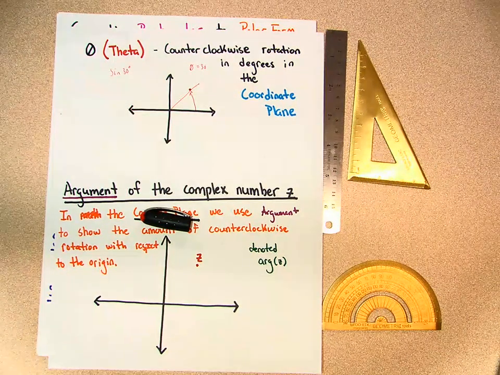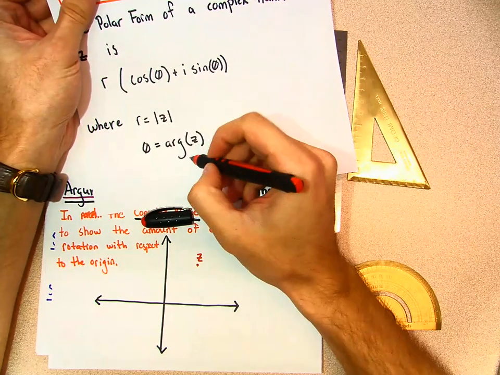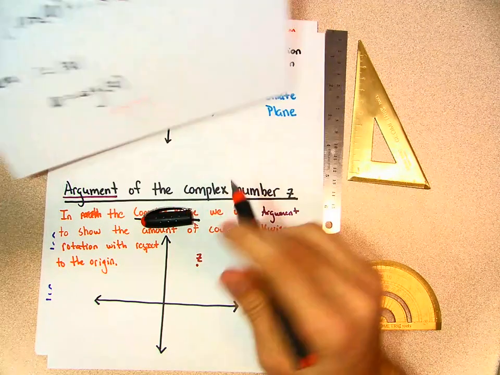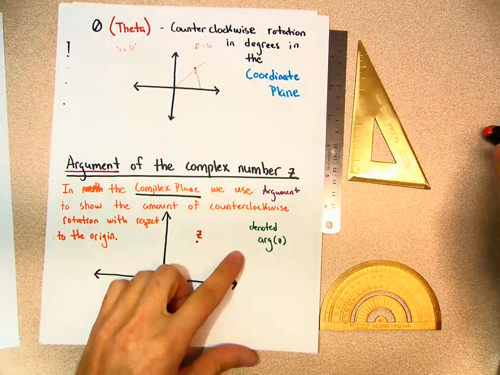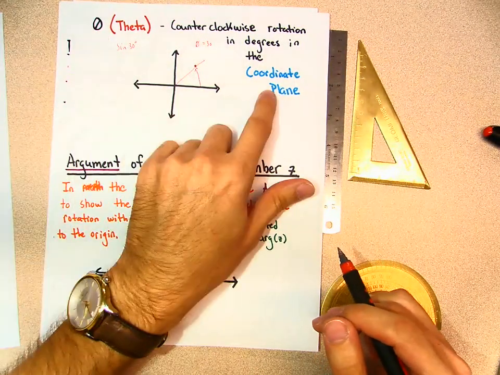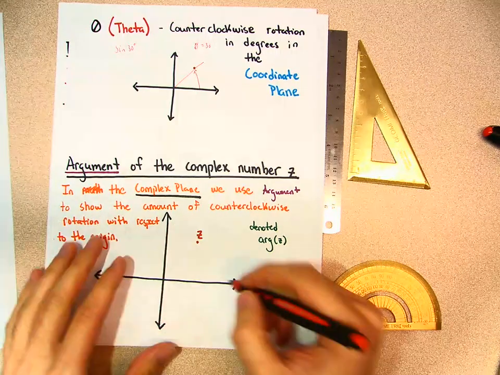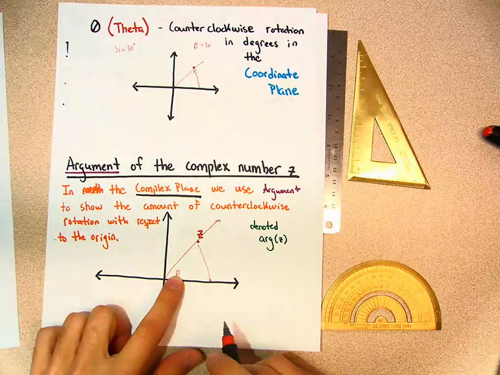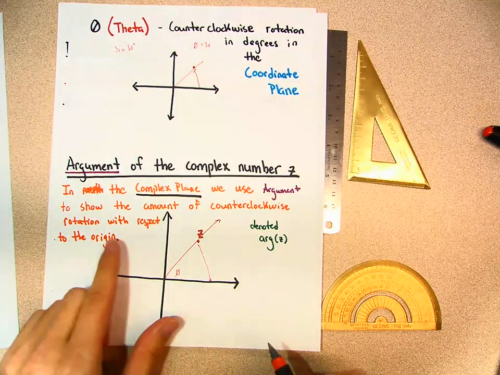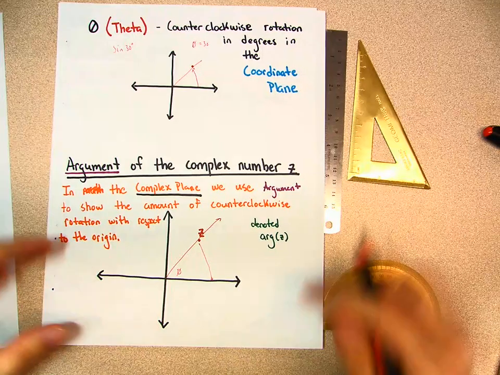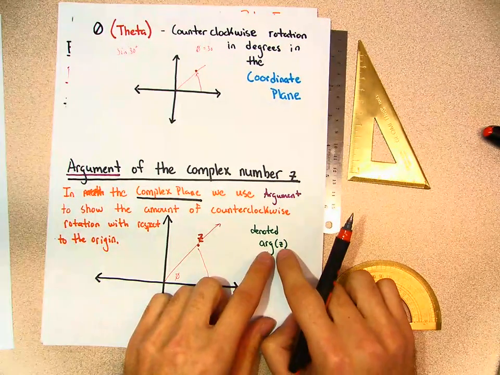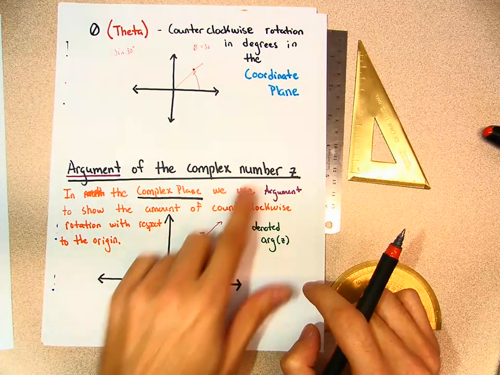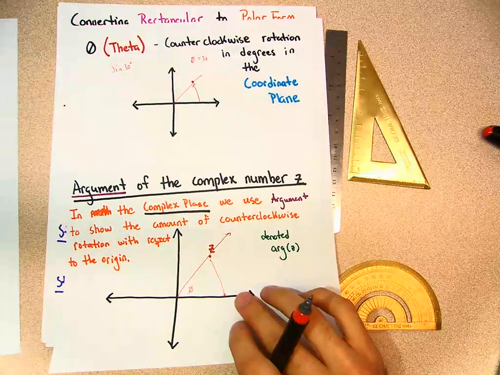This symbol that you saw over here, arg z, is the argument of z. And these two are the same thing. The argument in the complex plane is basically the same as in the coordinate plane. It's just the rotation from here to here, and we call this the argument of z. It's the degree of rotation with respect to the origin. You could copy this down. So don't freak out if I say argument, it's just talking about rotation in the complex plane. Okay, let's move on.